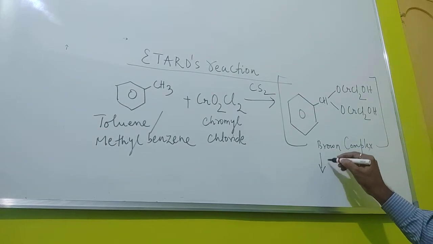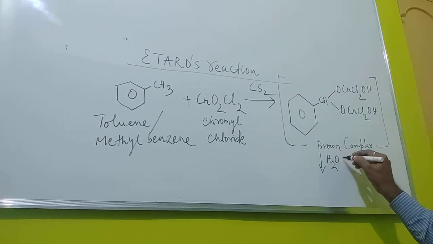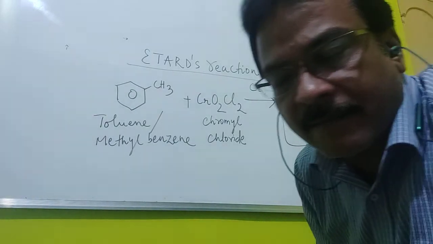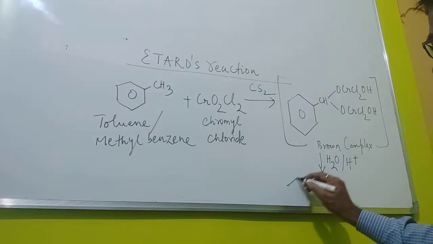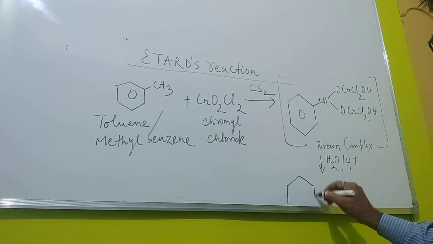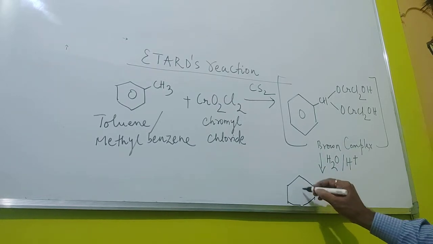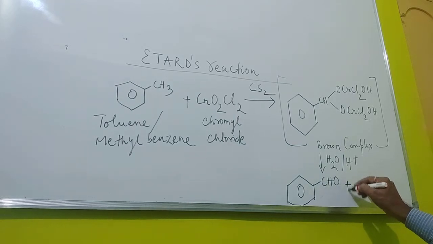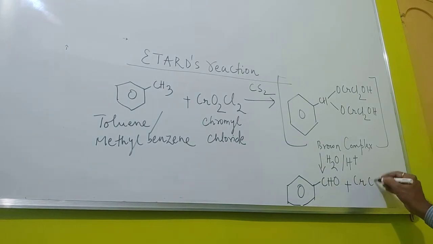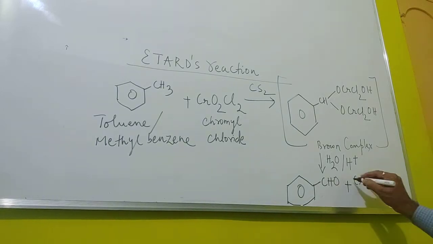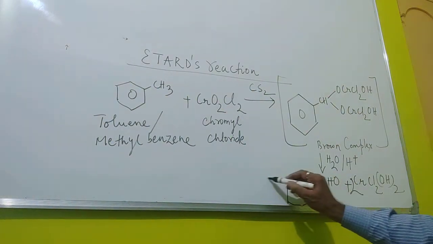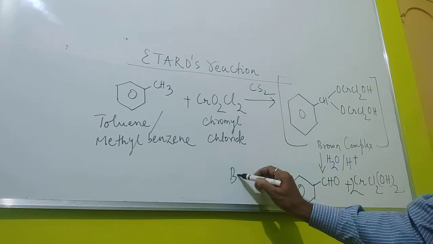When you hydrolyze it again in the presence of acid, benzaldehyde is formed, along with the inorganic compound CrCl2OH whole 2. If you balance it, then 2 is multiplied. So this is benzaldehyde.